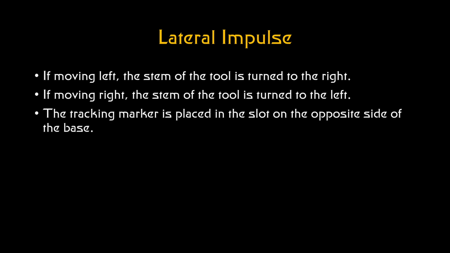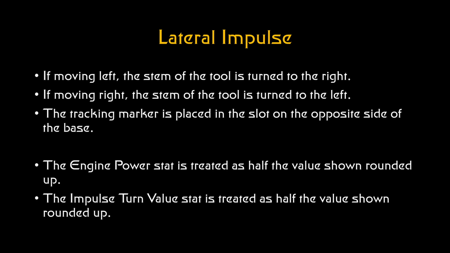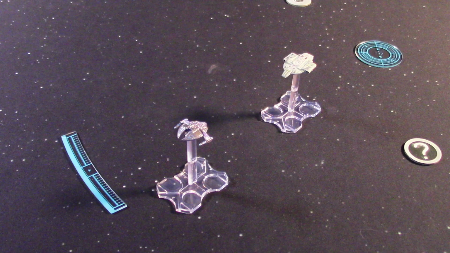The tracking maneuver is placed in the slot opposite from the direction of movement. Engine power and turn values are reduced to half, rounded up. Let's take a look at the following example. The Dominion player wants to get a better position with their Jem'Hadar fighter to threaten the Defiant class escort. To do so, the Dominion player engages a lateral impulse maneuver.